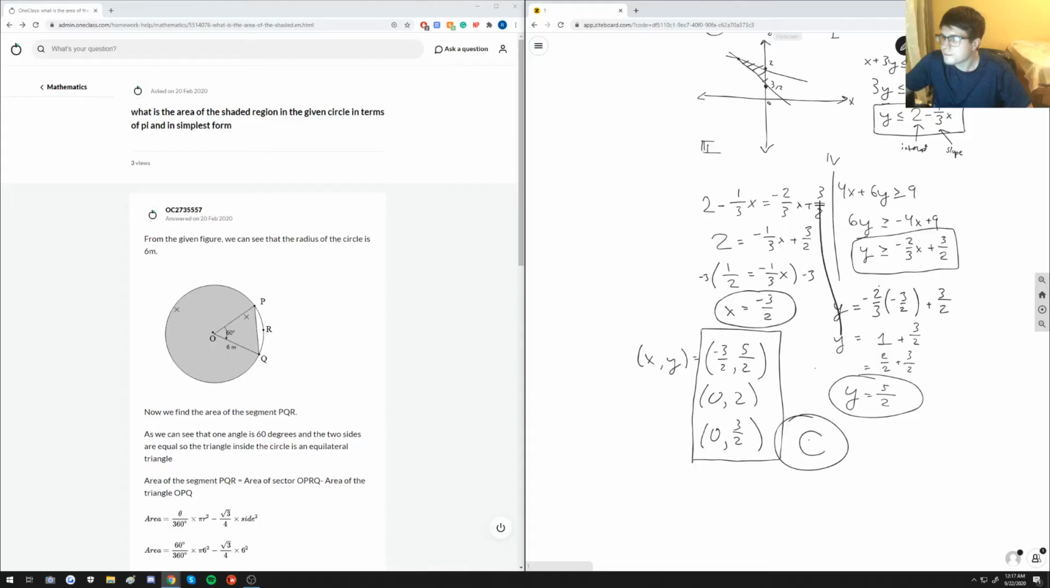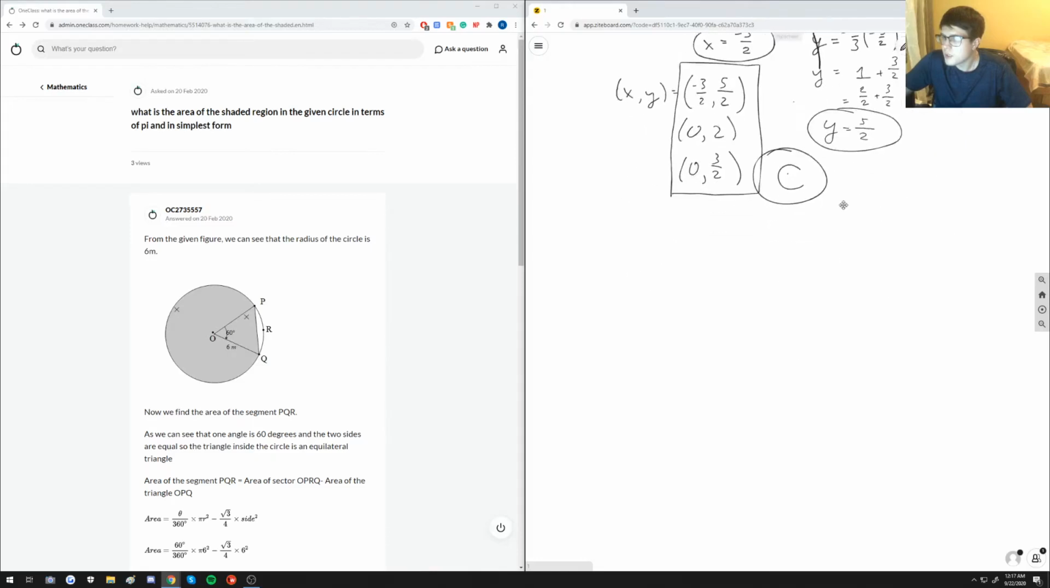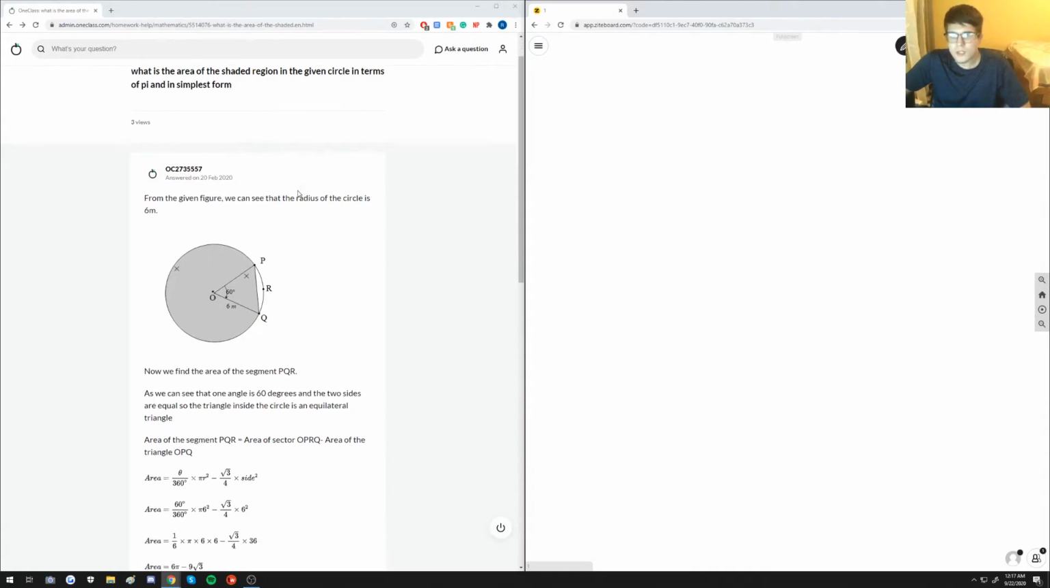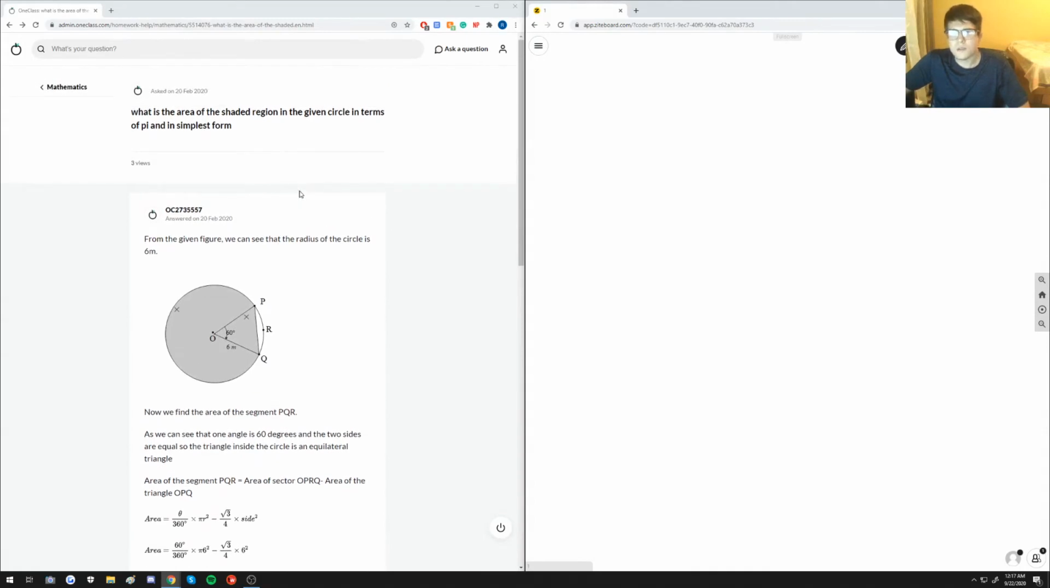Alright, so let's drag all of this out of here and get to 100%. Alright, so the next question: what is the area of the shaded region in the given circle in terms of pi and in simplest form?